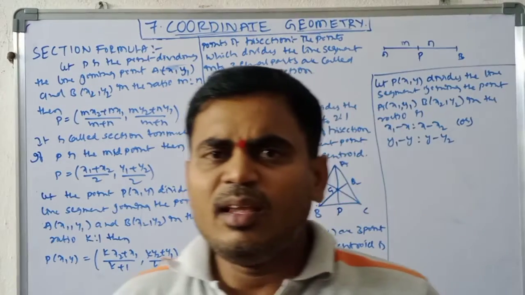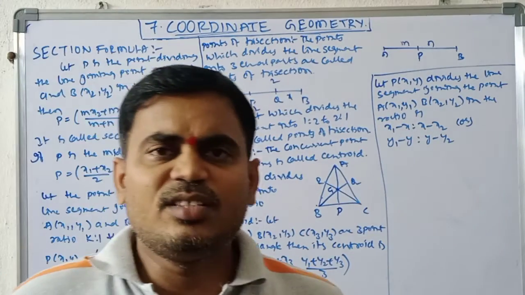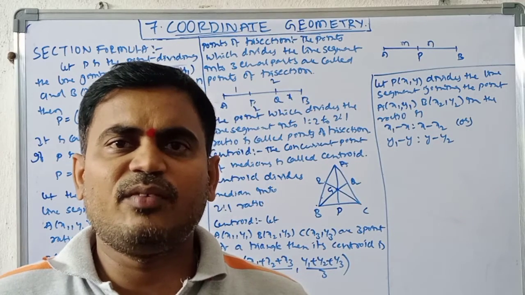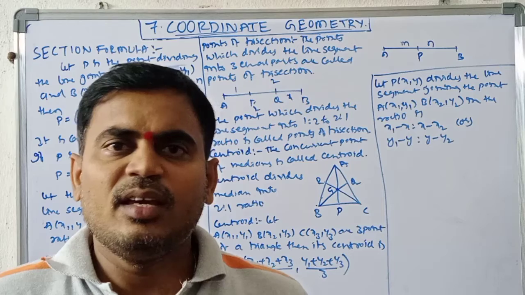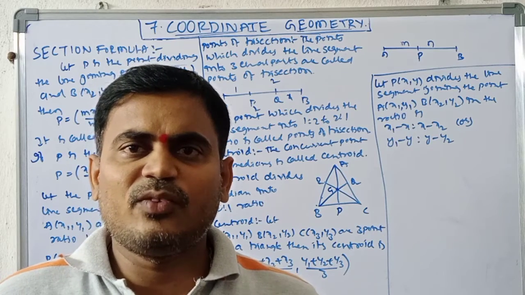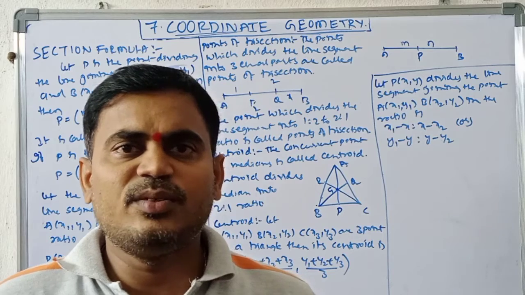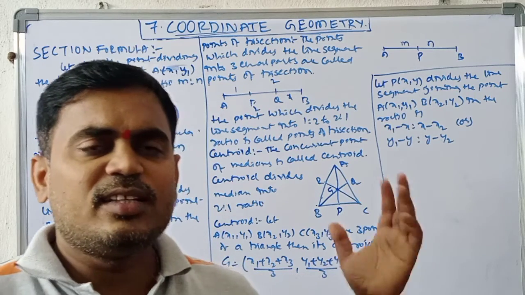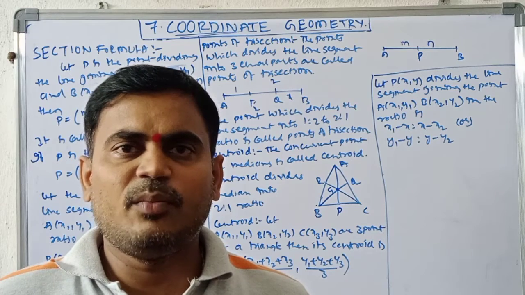And let us consider a point P(x, y) which divides the line segment joining (x1, y1) and (x2, y2). Then the ratio in which P divides AB is either x1 minus x is to x minus x2, or y1 minus y is to y minus y2. This concept is required to solve the problems in exercise 7.2.